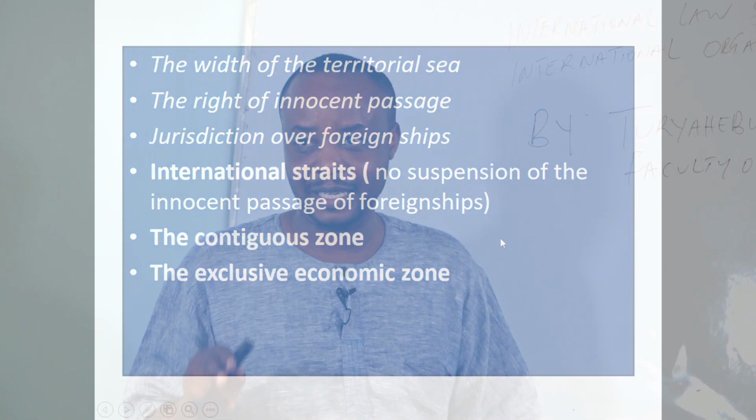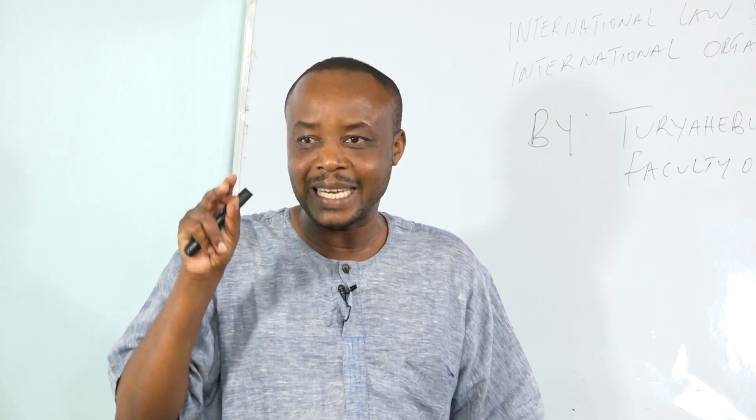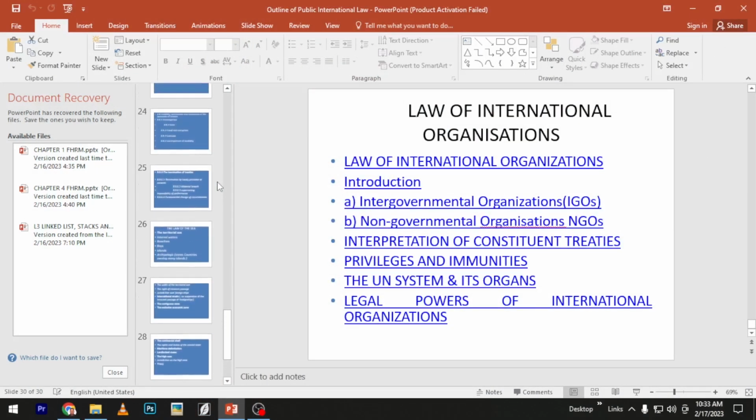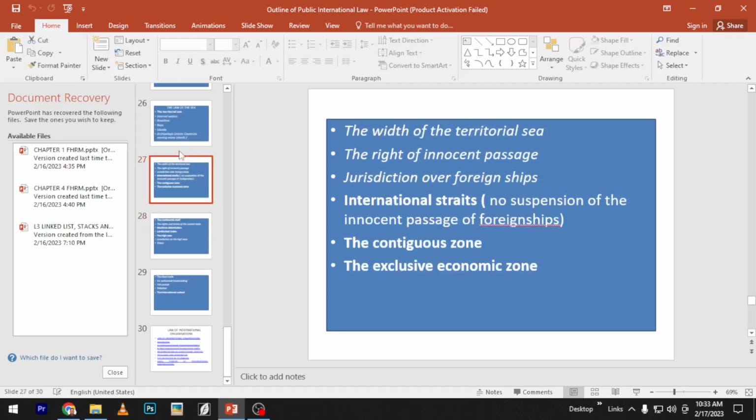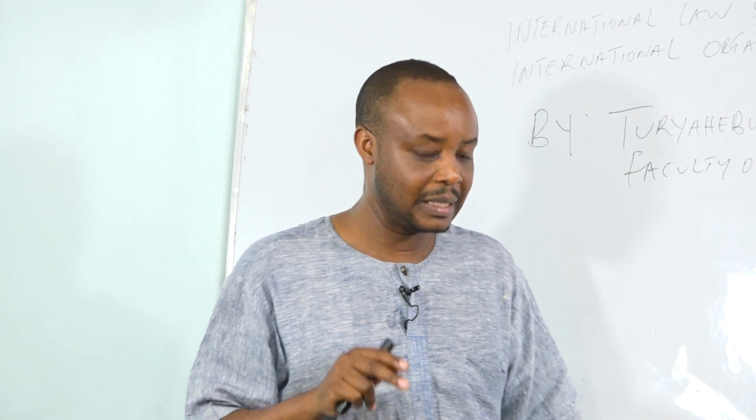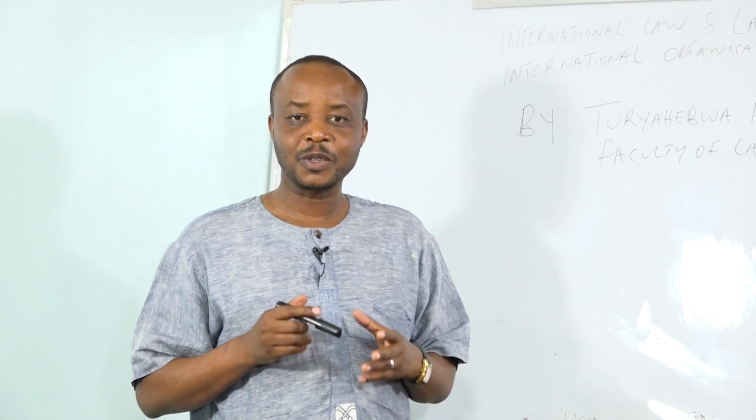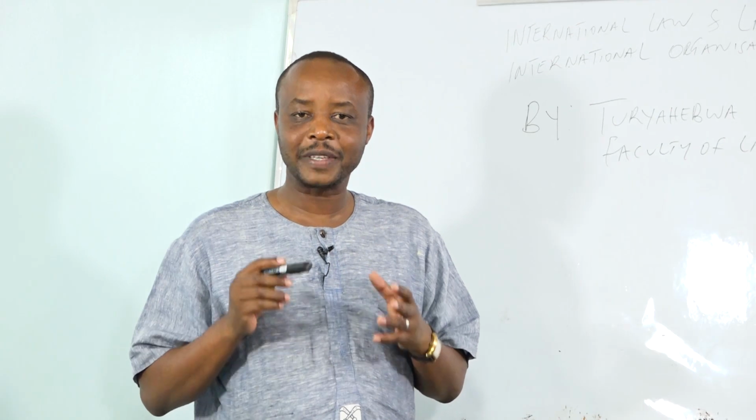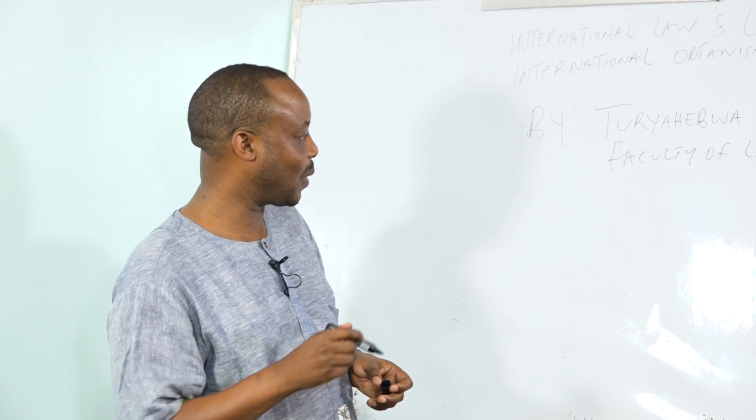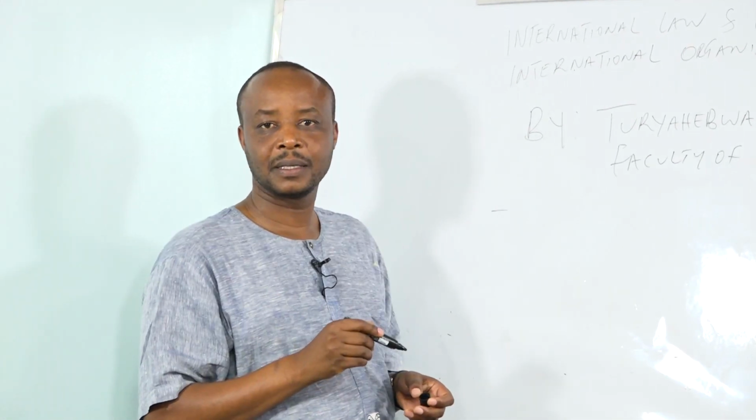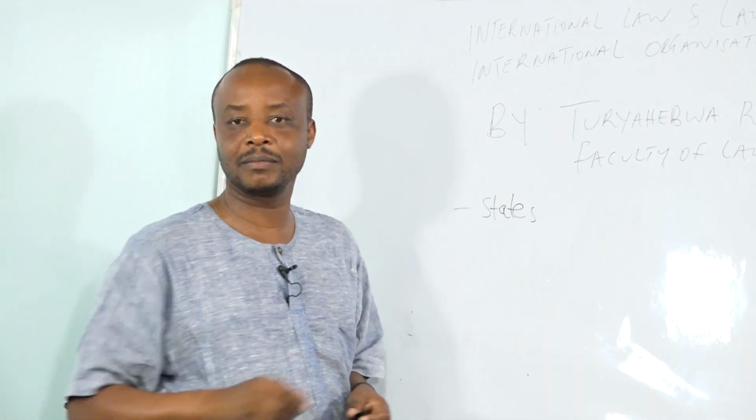of international organizations. We shall have regional organizations and international organizations. And basically, we shall concentrate on the role of the UN. The UN is one of the important international organizations. When you are studying international law and the law of international organizations, the students should be able to understand how states deal with each other.